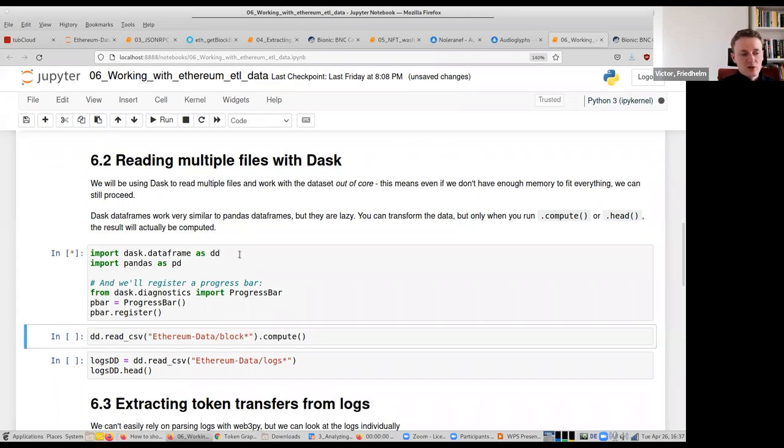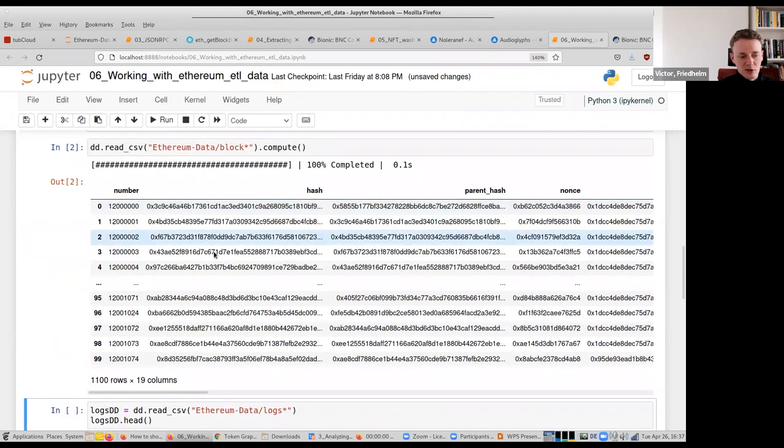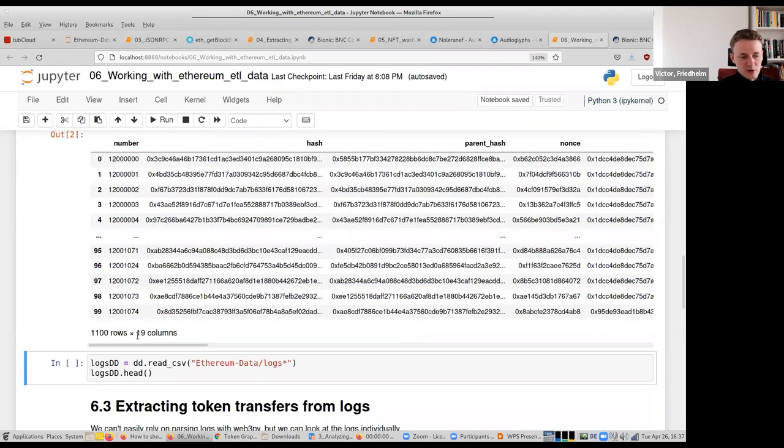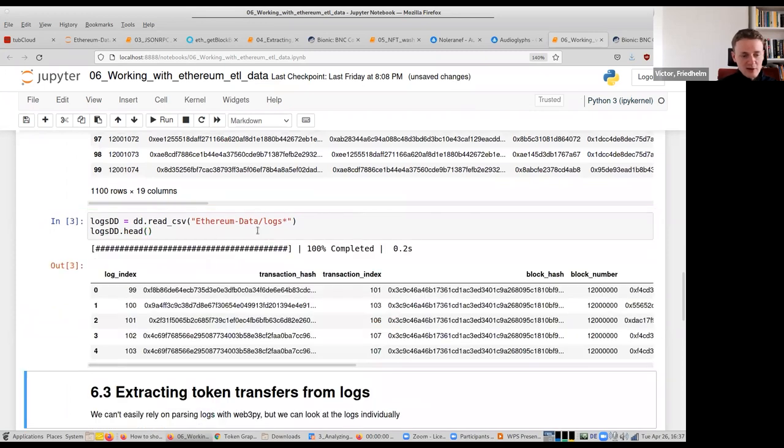And so we'll be loading this here just quickly, and then we can load, for example, all of the blocks and compute that. And then you can see, okay, we've loaded 1,100 blocks with the information. And then we'll be loading logs. And as I've told you, logs contain these events, such as transfer events or this order matched event.